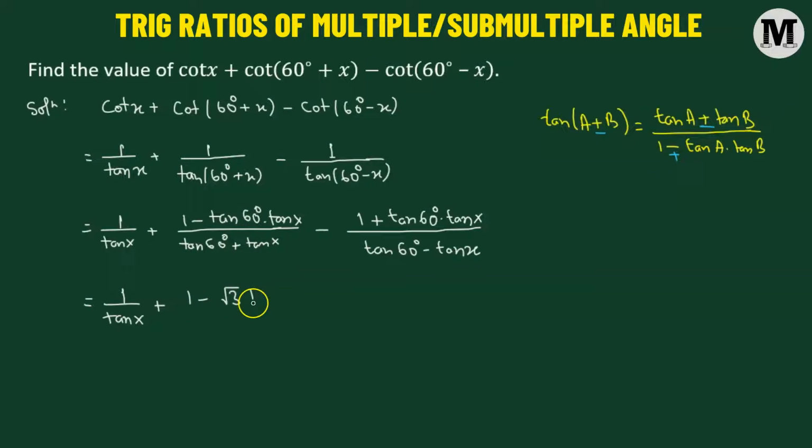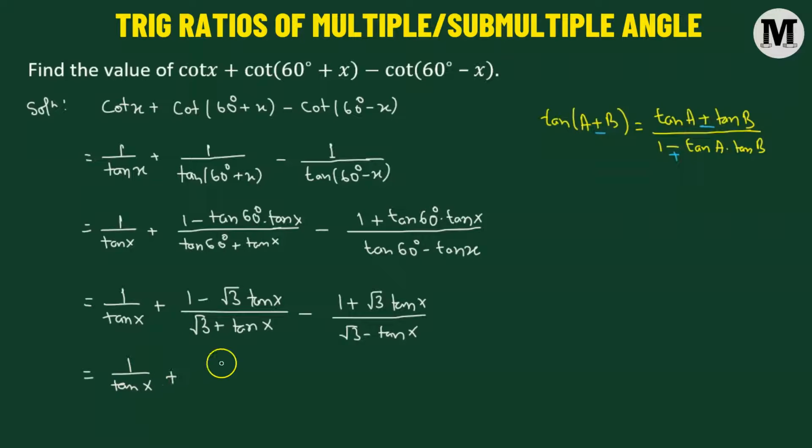So we have 1 minus square root of 3 times tangent of x divided by square root of 3 plus tangent of x, minus 1 plus square root of 3 times tangent of x divided by square root of 3 minus tangent of x. So this will be equal to 1 over tangent of x. What we'll do, we're going to combine the third and the fourth term. So we'll take the common denominator, which is square root of 3 plus tangent of x multiplied by square root of 3 minus tangent of x.